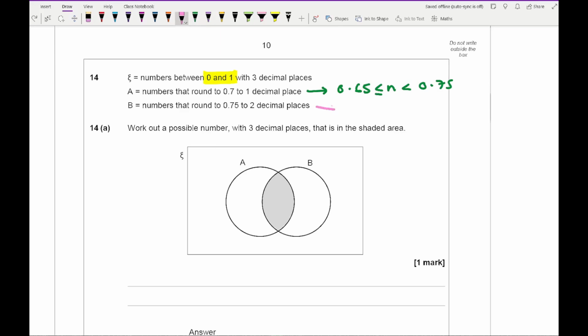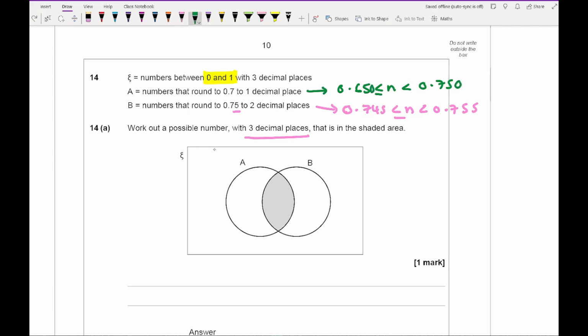For B, that's been rounded to 2 decimal places, to the nearest hundredth. So that's going to be 0.745 to 0.755. So these are the numbers that we can use. Now, again we're looking for 3 decimal places, so what I need to do for this is just make sure that all the numbers in my bounds are to 3 decimal places.